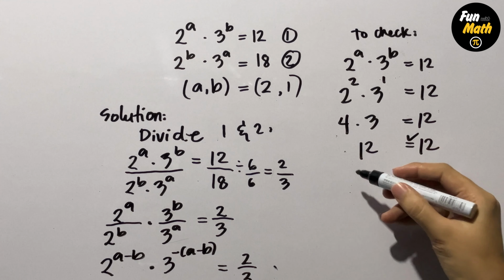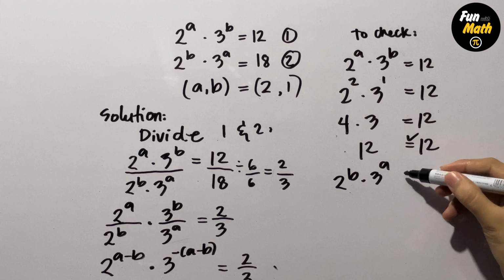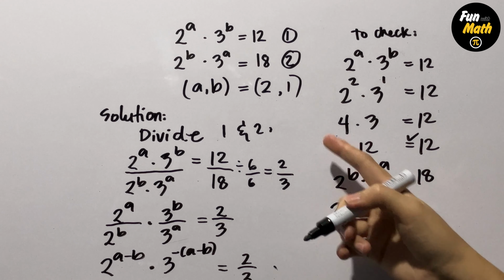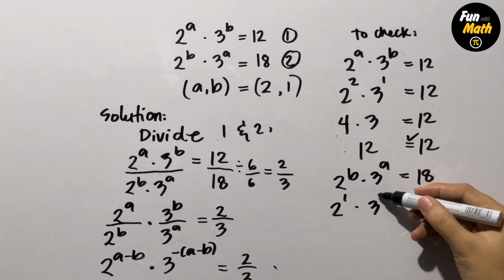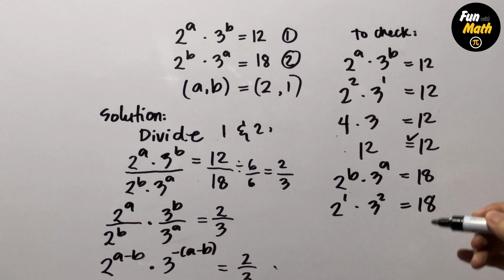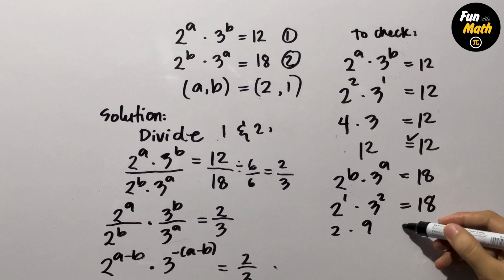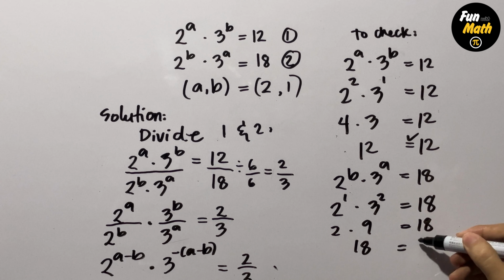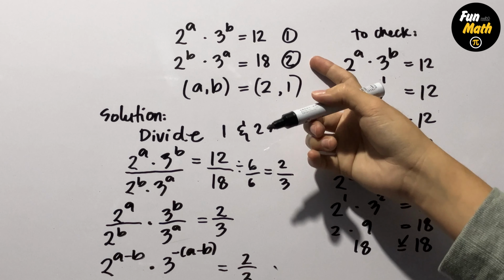Now using equation 2, 2 to the power of b times 3 to the power of a equals 18. Now 2 to the power of 1 times 3 to the power of a, that is 2, equals 18. This is 2 times 3 squared, that is 9, equals 18. 2 times 9, that is 18, equals 18. So they are equal. Therefore, this is also correct for equation 2.